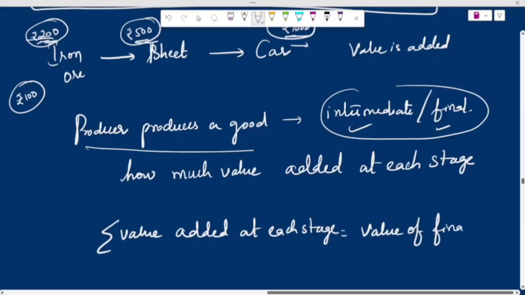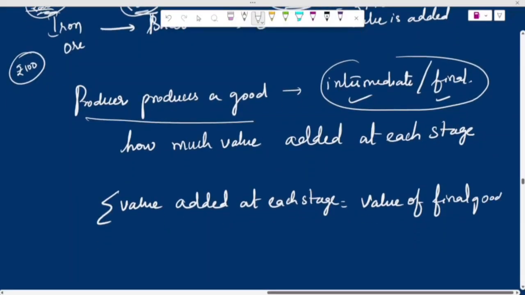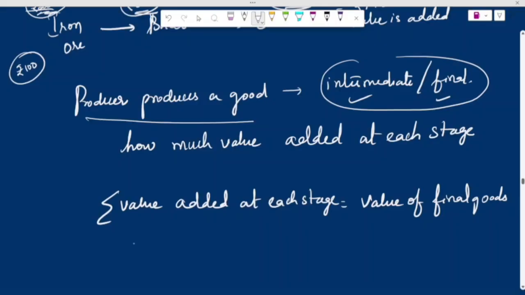So what will be the price of the car? 200 plus 500 plus 1000. It will be 1700 plus taxes. So if I add up this value addition, I get the final price of the car. So the summation of value added at each stage will be equal to the final value of goods or services produced. Fine. So with this method, no need to differentiate between intermediate goods and final goods.